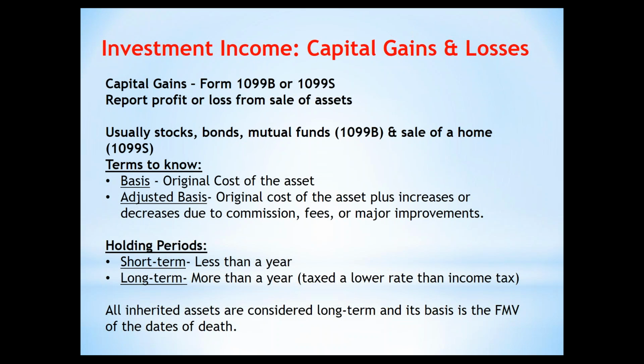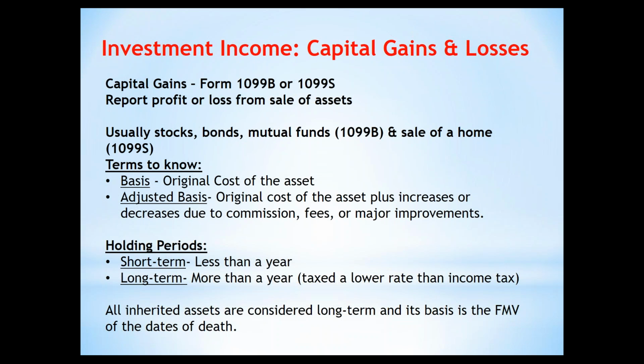The investment income from capital gains and losses is usually from stocks and bonds. Sometimes it's from mutual funds, and every now and then you'll see a sale of a home. There are a few different things that you have to know, and the software is going to prompt you as to where to find this and what you're looking for in these documents.